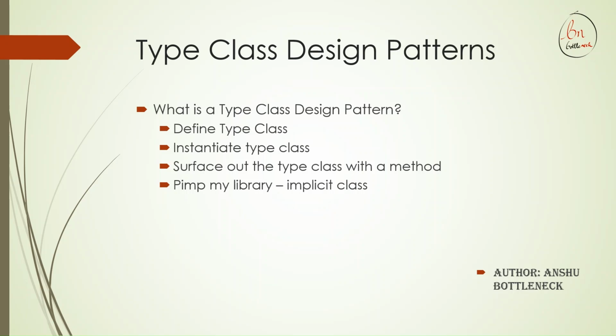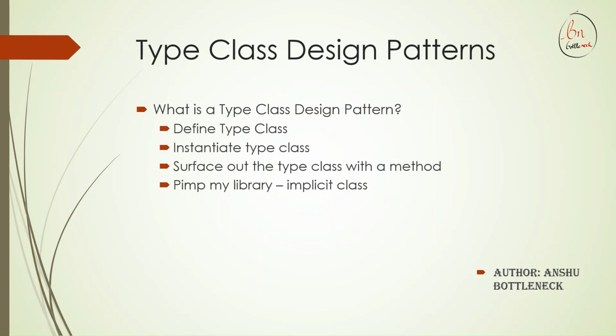We can break down the type class into multiple steps. The first one is defining a type class, which is nothing but a trait which takes a type parameter and just defines some operations on top of it. The second is creating a class instance of those operations for a specific type, and implementations can be implicit or explicit.